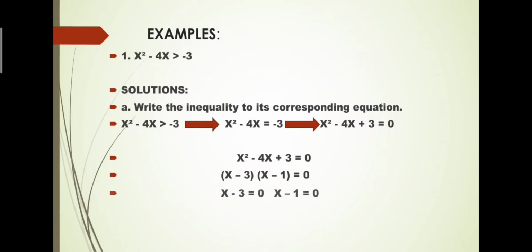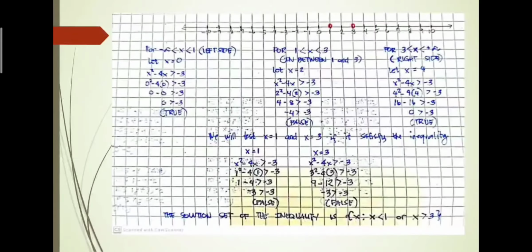Then we are going to use the zero product property. So x plus 3 is equal to 0. Then x minus 1 is equal to 0. Then x, we just leave x on the left side. Then negative 3 is transposed to the right side, becoming positive 3. Then for this one, x minus 1 is equal to 0. Leave x on the left side, and negative 1 is transposed to the right side. So, from negative 1, it becomes positive 1. So, we have the values of x.